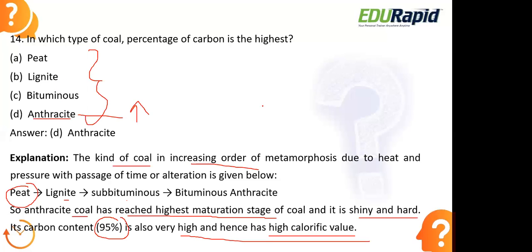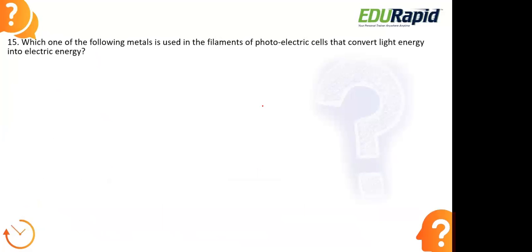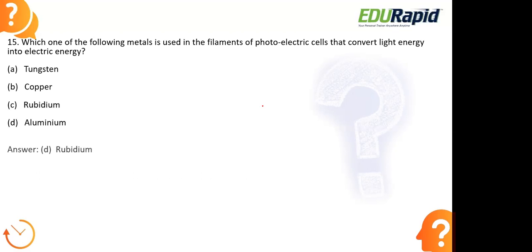Now, moving to the next question. Which one of the following metals is used in the filaments of photoelectric cells that convert light energy into electrical energy? Tungsten, copper, rubidium, aluminium.